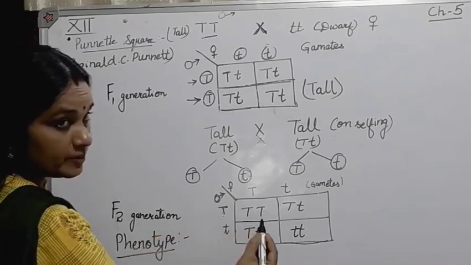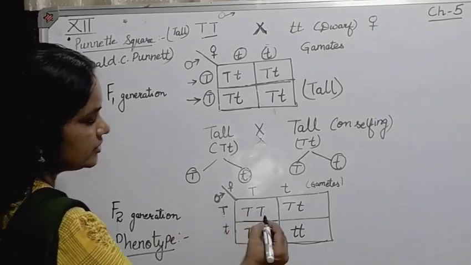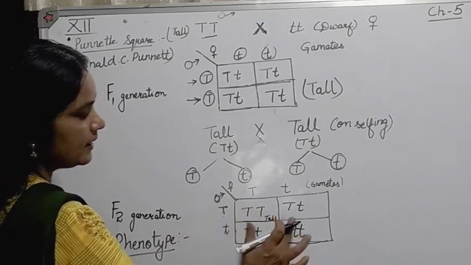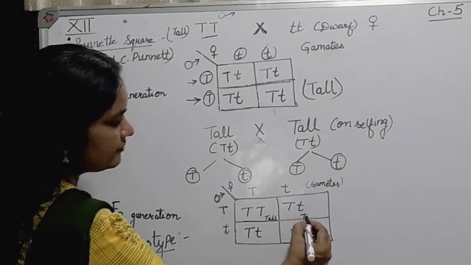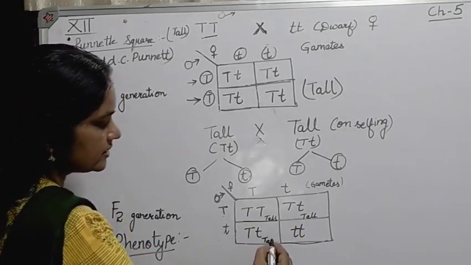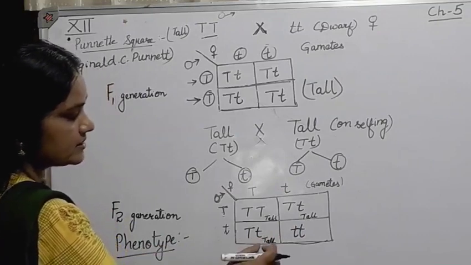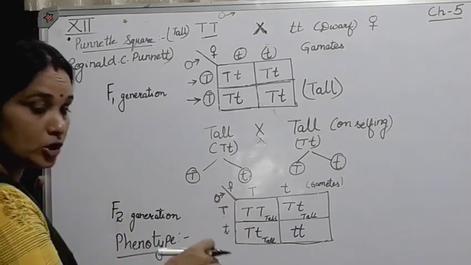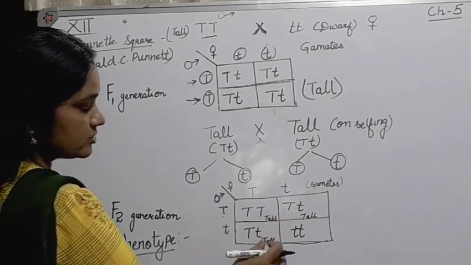Here, what is the dominant factor? Capital T. So these plants will be tall. Here also there is a capital T, the dominant factor, so this plant was also found to be tall. Now in this one also there is a dominant factor, capital T, from the gamete, the allele for tallness, so it was also tall. It was also found to be tall.